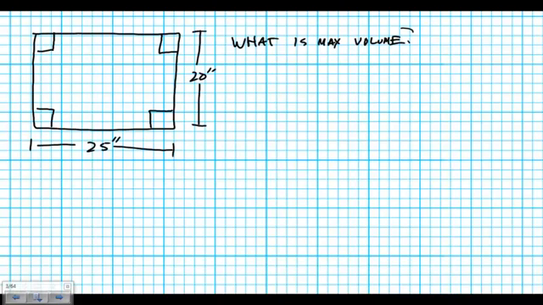All right. By the way, those corners that are going to get cut out are squares, so that when you fold the corners up. You know what? I'm going to call this dimension here x. And all of these corners are all x by x.